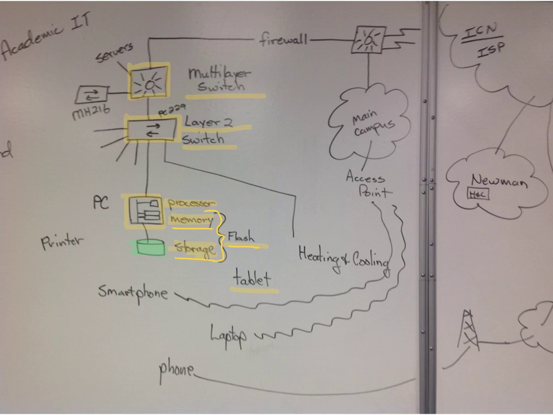Okay. We talked about end devices like a printer, a PC, a smartphone, tablet, laptop. End devices that connect into the network, into these networking devices, which we just talked about. Got a switch. Here's another multi-layered switch. We have a firewall.